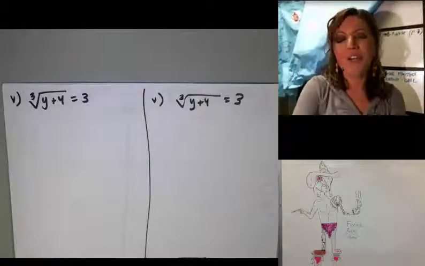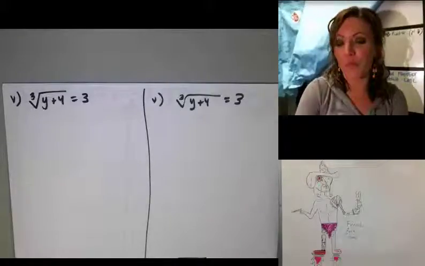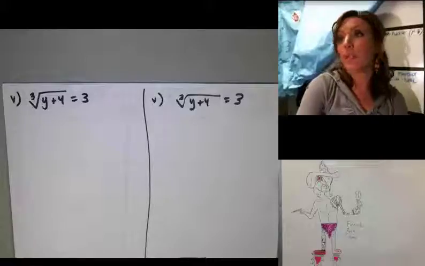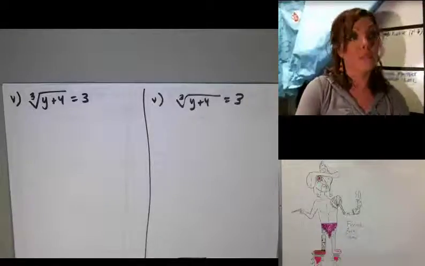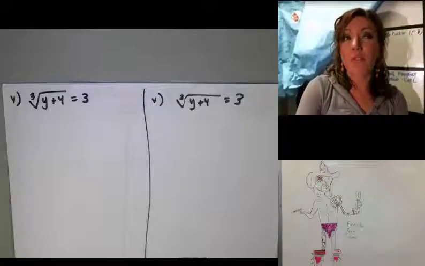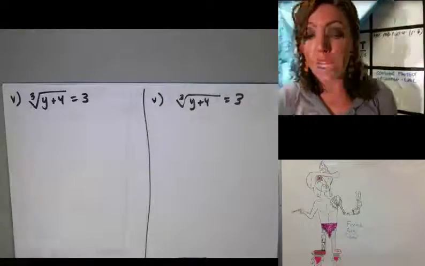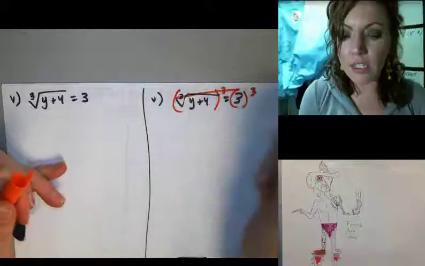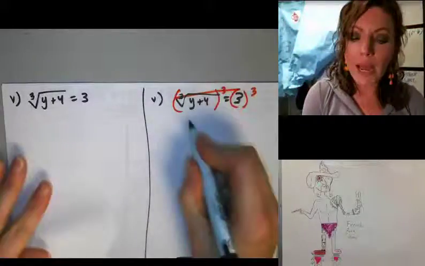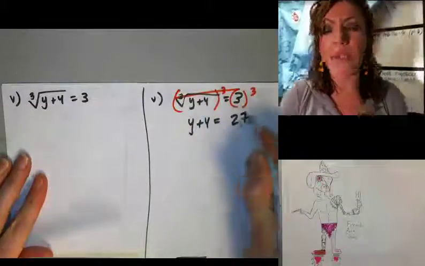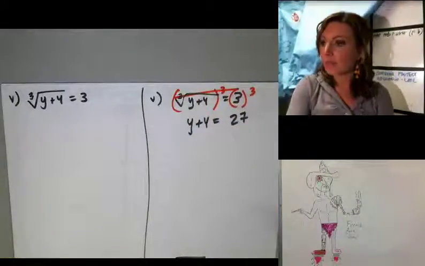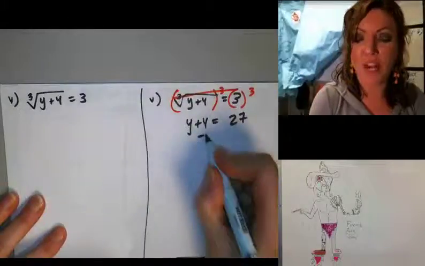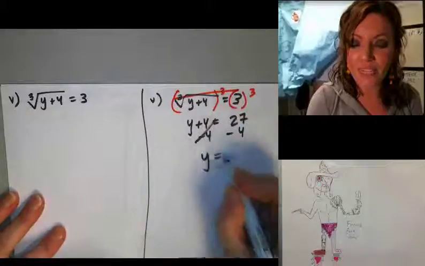Okay. The cubic root of y plus 4 equals 3. Okay, so up until now we've been dealing with square roots. So the opposite of square rooting is squaring. Opposite of cube rooting is cubing. So we cube both sides. Those cancel out. So we have y plus 4 equals 27. And then what? Subtract 4, good. So y equals 23.